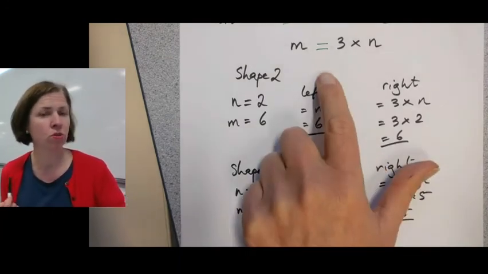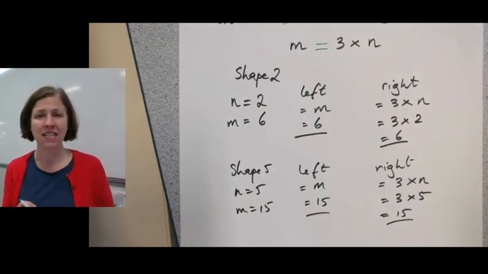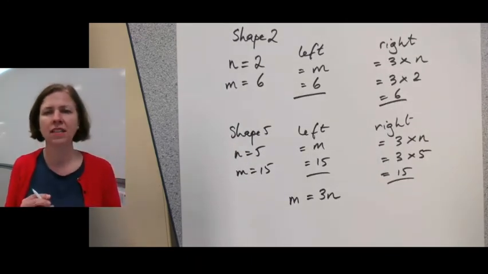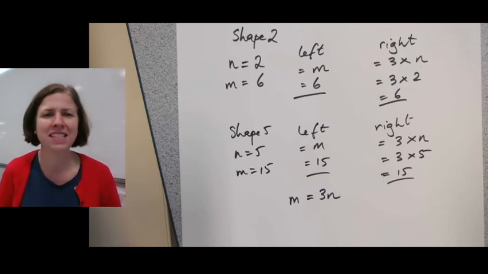Now, just remember also that I don't write M equals 3 times N. I write M equals 3N, just like that. And then we're done. Okay, that's the end of this video.